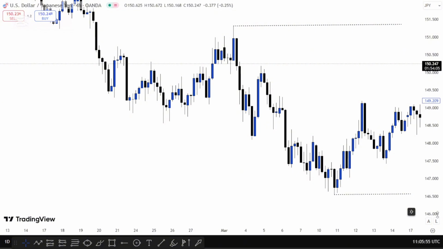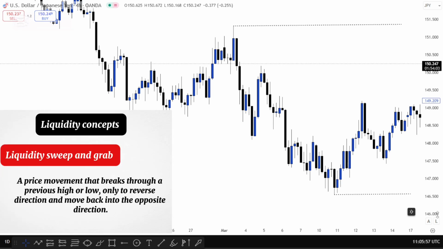All right, liquidity sweep and grab. What is liquidity sweep and grab? Liquidity sweep has to do with price movement that breaks through a previous high or low only to reverse back in the direction it came from. You understand? For instance, now look at this area.